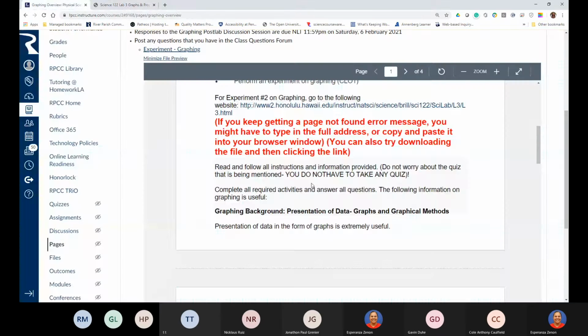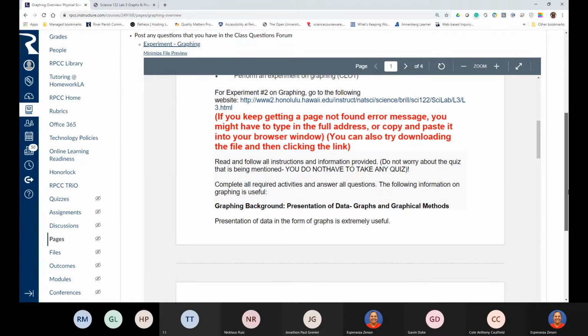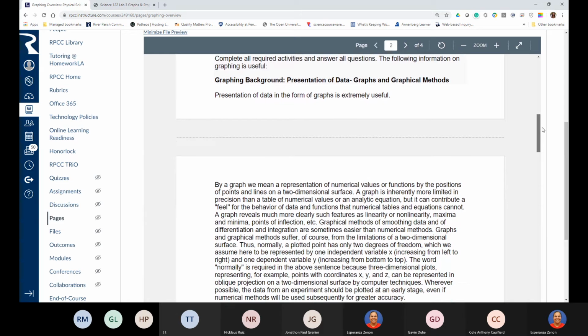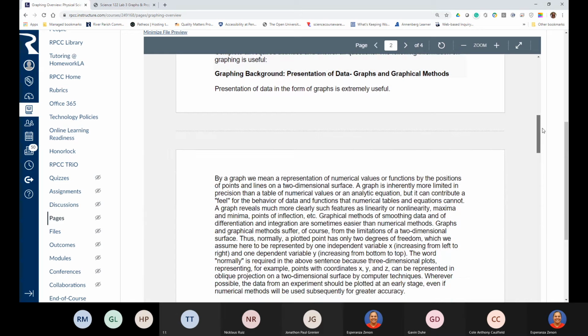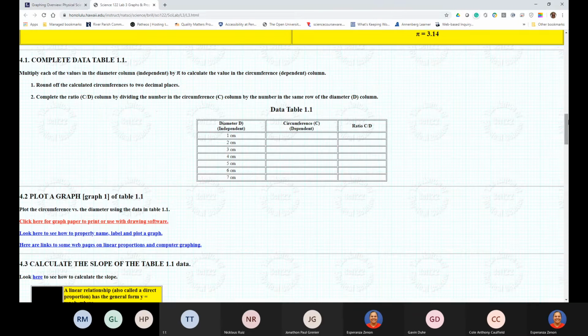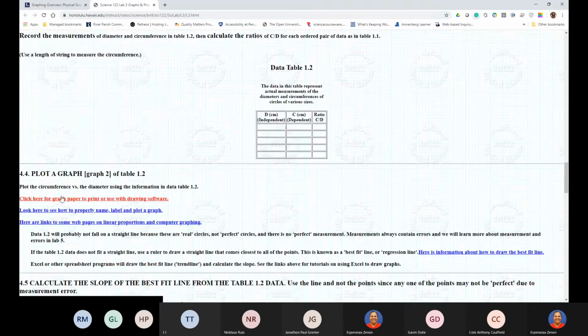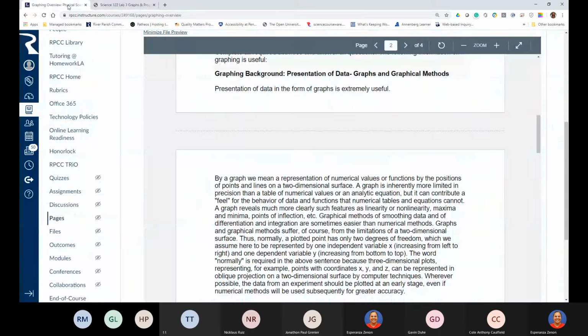So the experiment handout tells you to go out to the website and follow the instructions that are on the website. It says complete all required activities and answer all questions. And then I give you some information on graphing that will be helpful to you while you're doing this graphing experiment, okay? This is some additional information in addition to what they provide for you on the website, because they do give you background information and that kind of thing, okay?